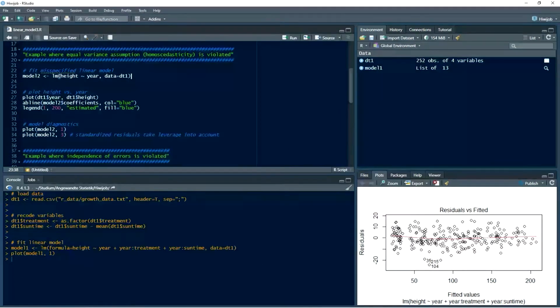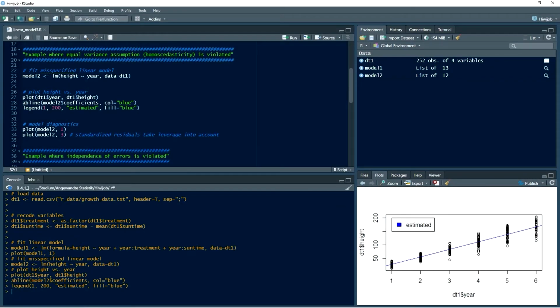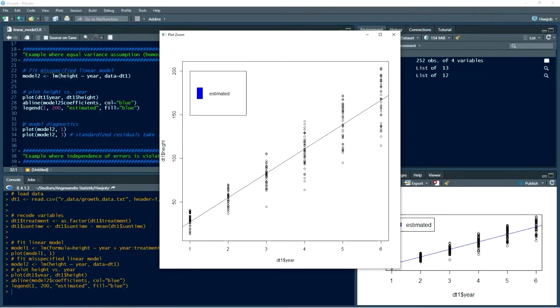An example where the assumption of homoscedasticity is violated can be easily obtained by using the same dataset. Instead of the more complex model above, we could just naively fit a simple linear model with the height as the outcome and the year as an explanatory variable. If we plot the height against the year, we see that the variance of the residuals increases over time, which suggests that the homoscedasticity assumption is violated.